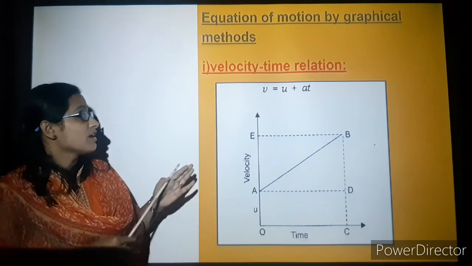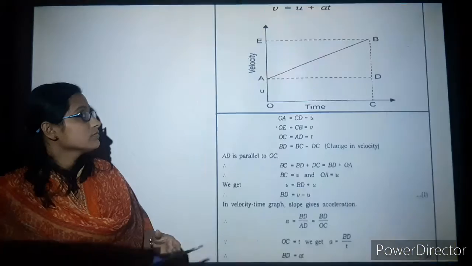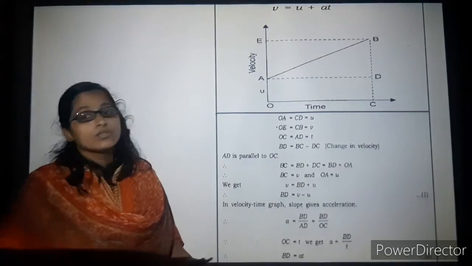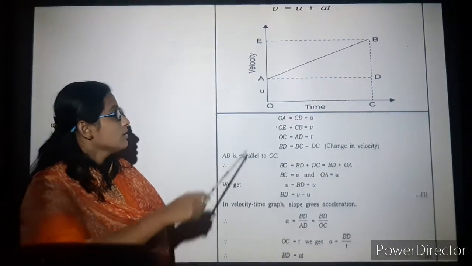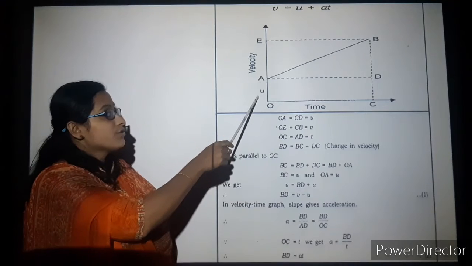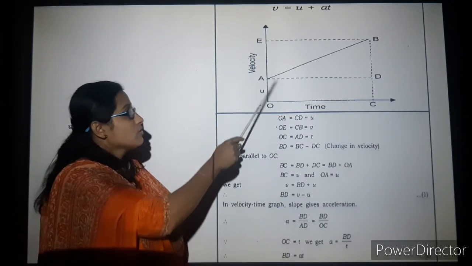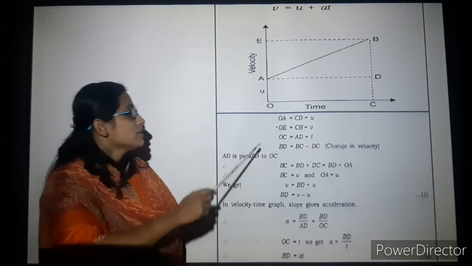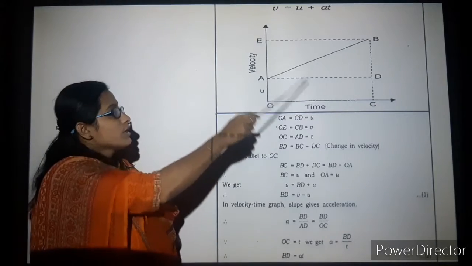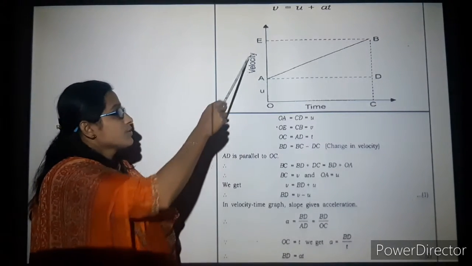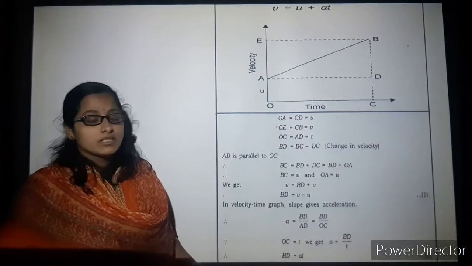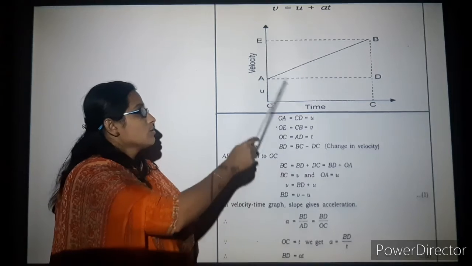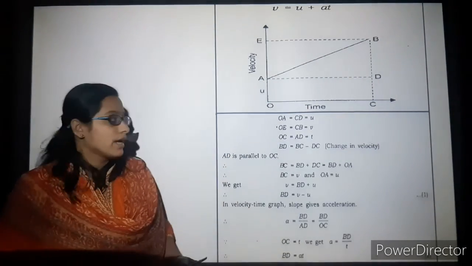So coming on to the derivation now. Finally we need to get v is equal to u plus at. Here you can see that OA is given as u. OA is also equal to CD, so CD is also equal to u. Next, OE is equal to CB, which is equal to the velocity, that is v. Now comes the time. OC is equal to AD, so it is equal to t. So AD and OC are with respect to time t.